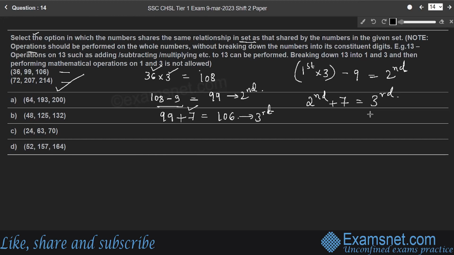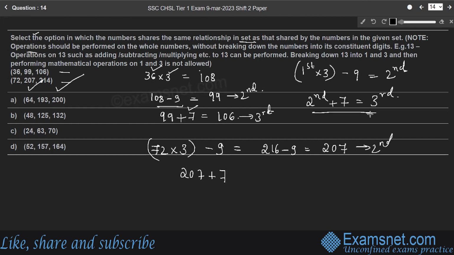Here first number into 3 minus 9. So we'll verify the second set. 72 into 3 minus 9. So 72 into 3 is 216. So 216 minus 9 is equal to 207, which is second number. Right? In the second set, 207 is the second number, whereas 207 plus 7. When 7 is added to second number, you will get third number, 214. Right? Now, among the given 4 options, which set of numbers follows the same logic?